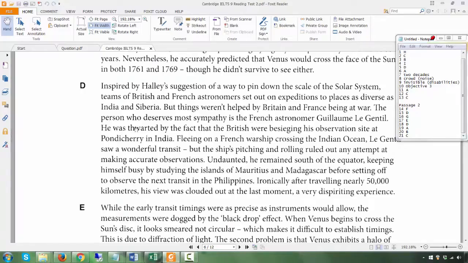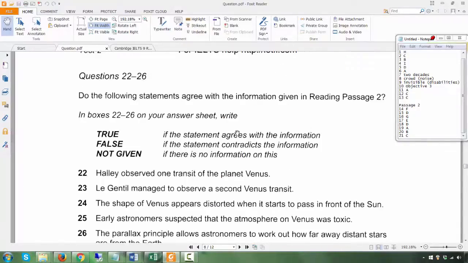Because he was thwarted by the ship's pitching and rolling, without any attempt to make accurate observations. All right. Next, what is the next kind of question? True, false, not given again. So we should expect true, false, not given to be in order. All right. Let's go to 22.